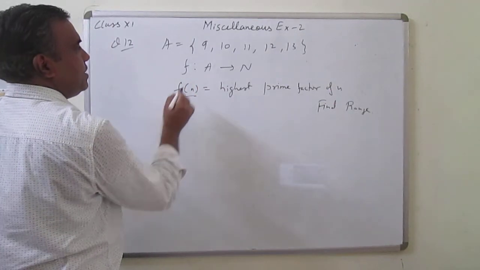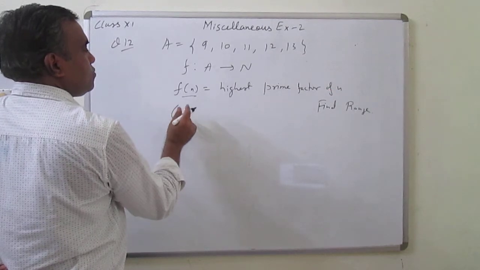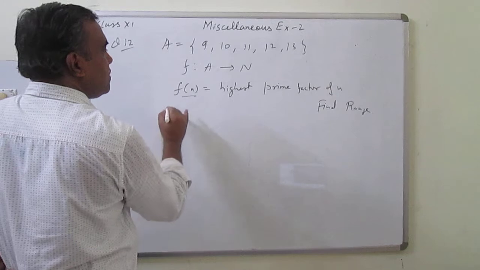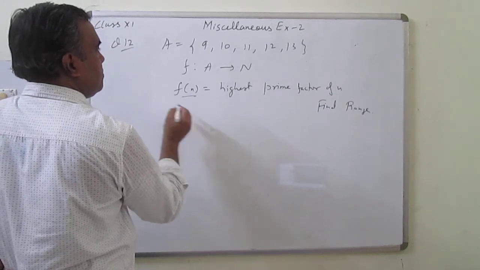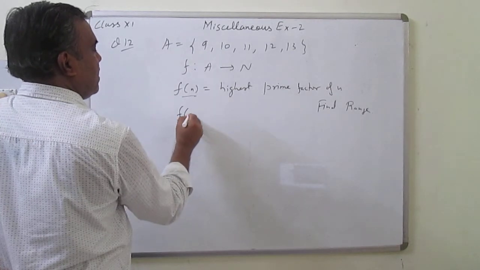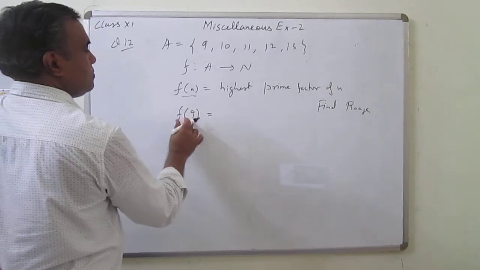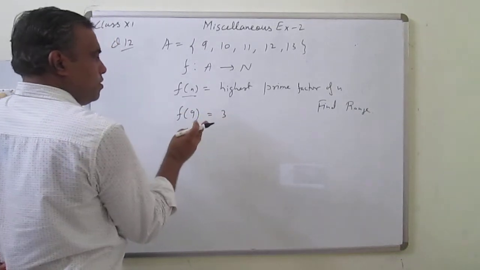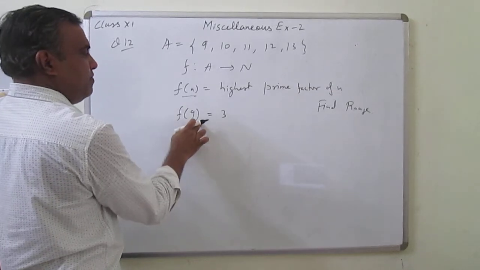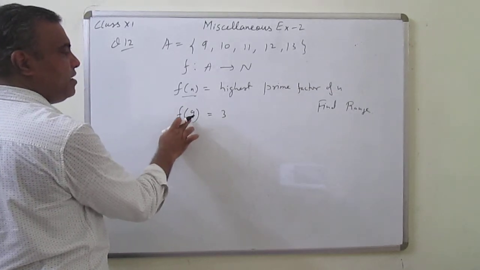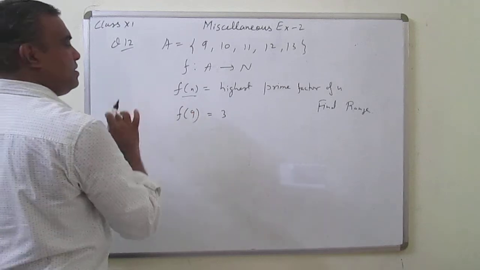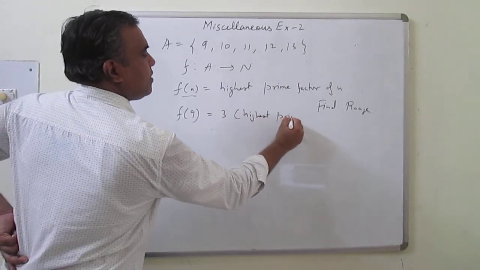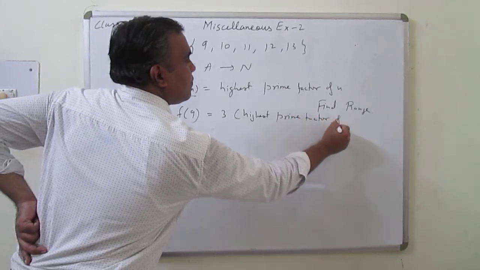The first number is 9. What is the highest prime factor of 9? It is 3, since 9 is not divisible by 2, 5, 7 or 11. So the highest prime factor of 9 is 3.